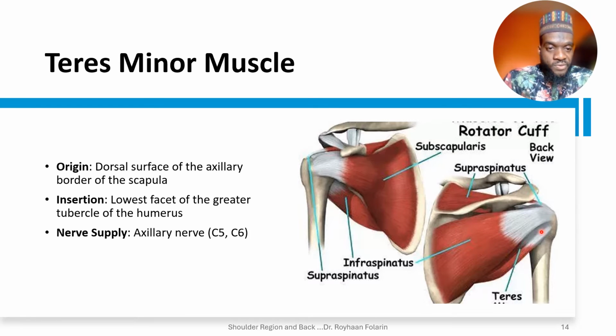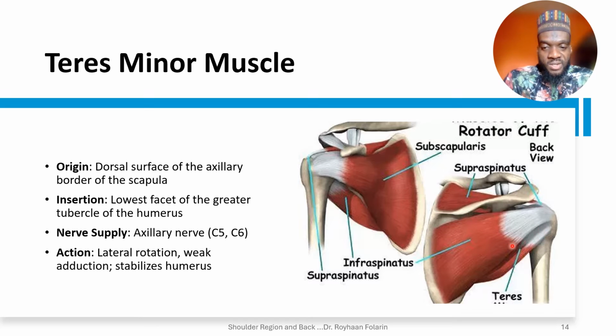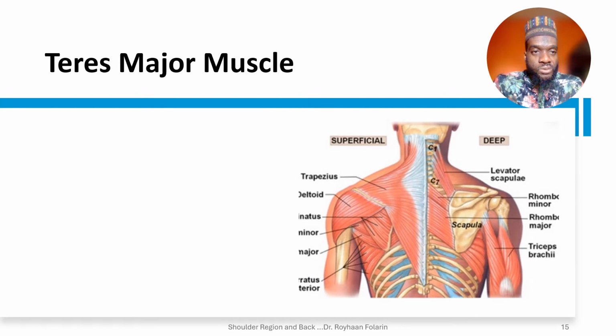Okay, so from having the same innervation from the axillary nerve, you'll see the teres minor muscle contributing to the lateral rotation as well. And then it also helps with some weak level of adduction, right? It contributes weakly towards adduction movement of the humerus, and it also contributes to stabilizing the humerus like the rest of the rotator cuff muscles do.